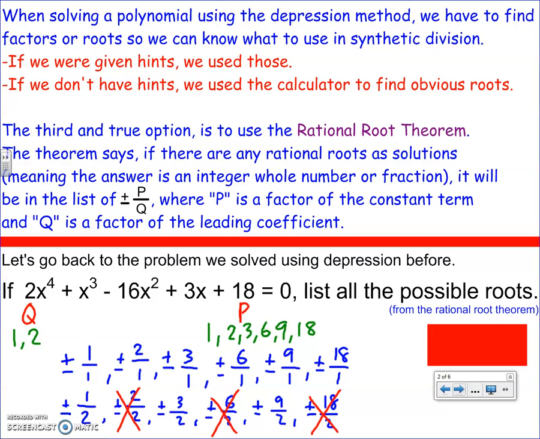Now technically those are all your guesses to do in the synthetic division box. I tried positive 1, then negative 1, positive 2, negative 2, positive 3, negative 3, positive 6, negative 6, positive 9, negative 9, positive 18, negative 18. Then positive 1/2, negative 1/2, positive 3 over 2, negative 3 over 2, positive 9 over 2, negative 9 over 2. Eventually you'll find an answer.